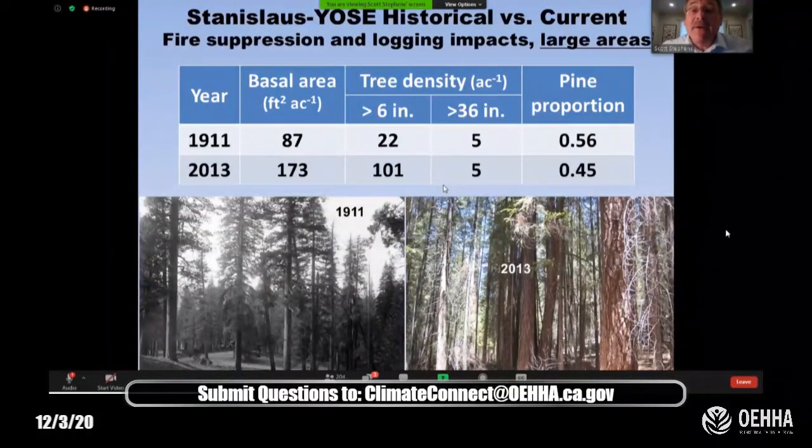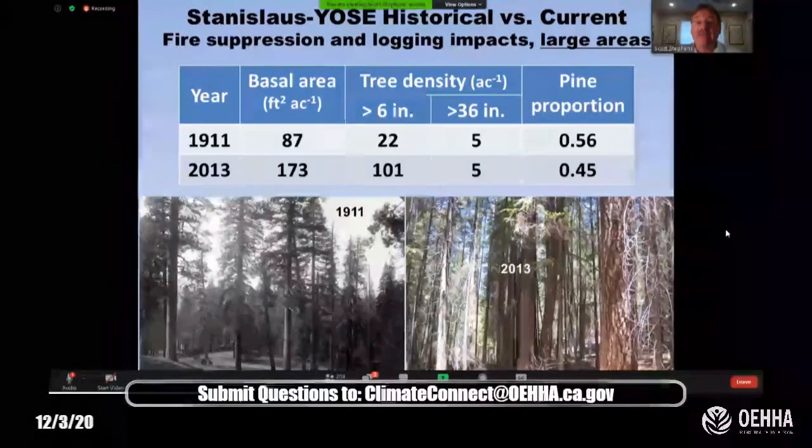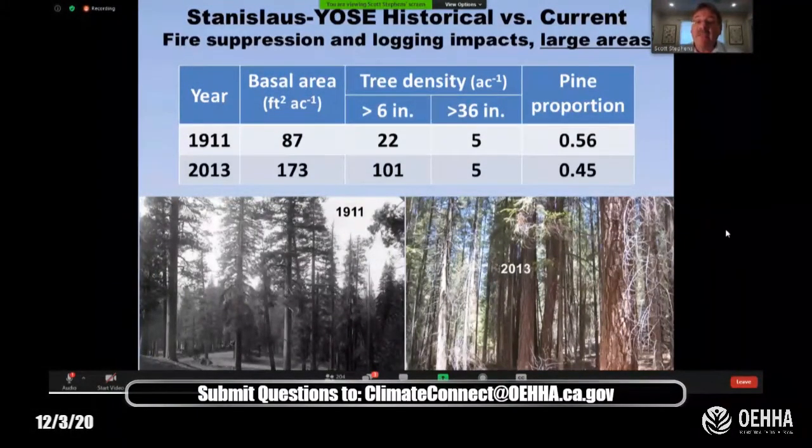Tree density per acre for all trees above 6 inches goes from about 20 to 100. In this area of the Stanislaus in Yosemite National Park, the data come from an area that's actually both of those places, Yosemite and the Stanislaus. And the larger trees, a little bit surprising, we didn't see too much difference. And we see the pine proportion, or the proportion of species that are more drought tolerant and fire tolerant, go down. So this is pretty telling.